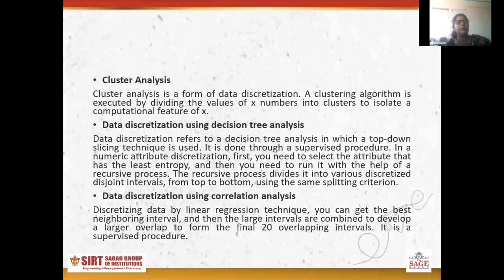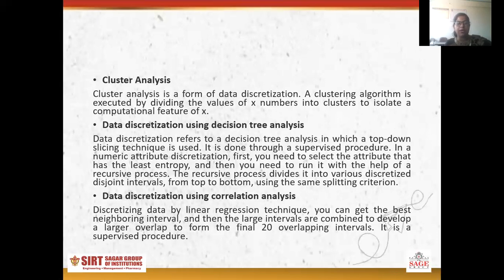If there is some different value, like we are making clusters of values from 1 to 20, and if there is the number 50, you can ultimately find that 50 is some sort of error or a kind of outlier. So with the help of cluster analysis, one can do the reductions. Then data discretization using decision tree analysis.